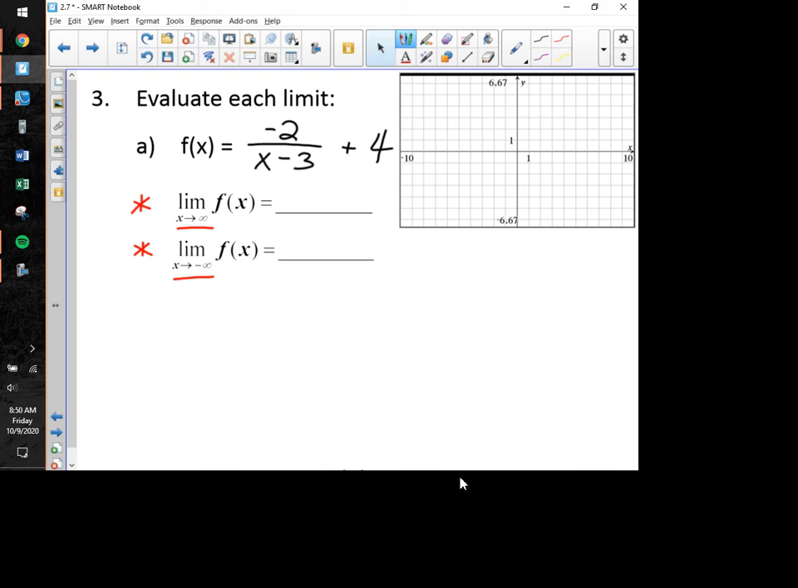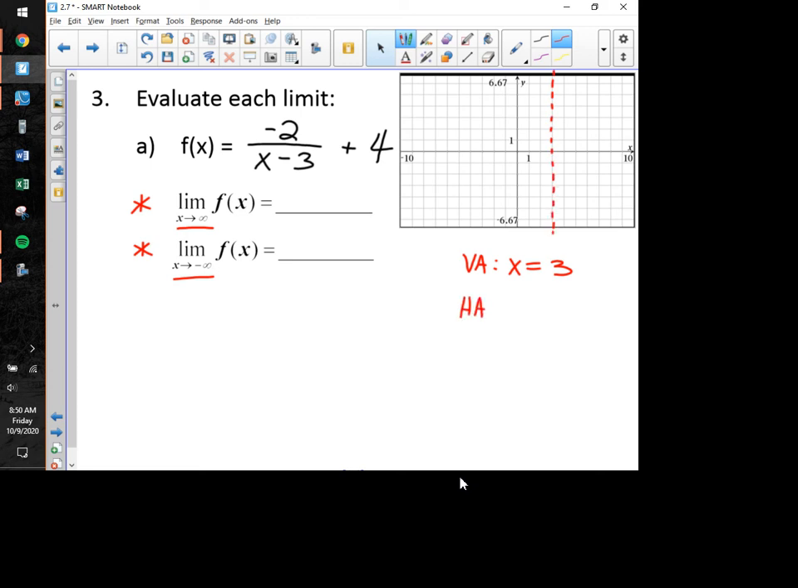So what do we know about this graph? Our vertical asymptote, let me do that in red. Our vertical asymptote comes from a value of x that would make the function undefined, or make the denominator equal 0. That's going to happen at x equals 3. So I'll go ahead and put a dashed vertical line right there.